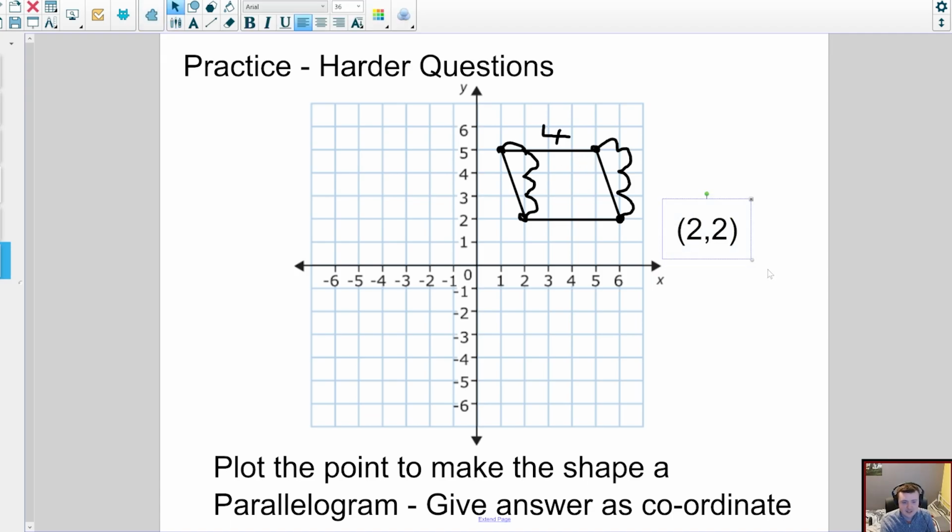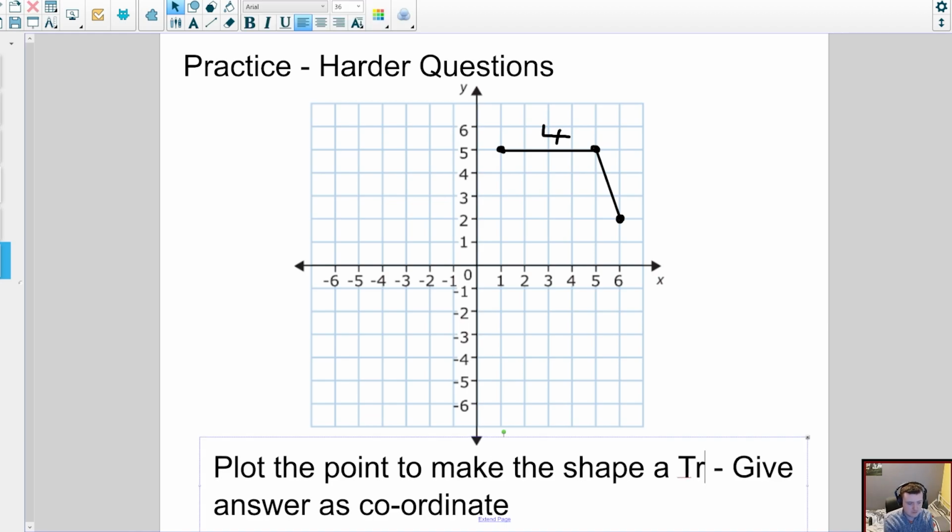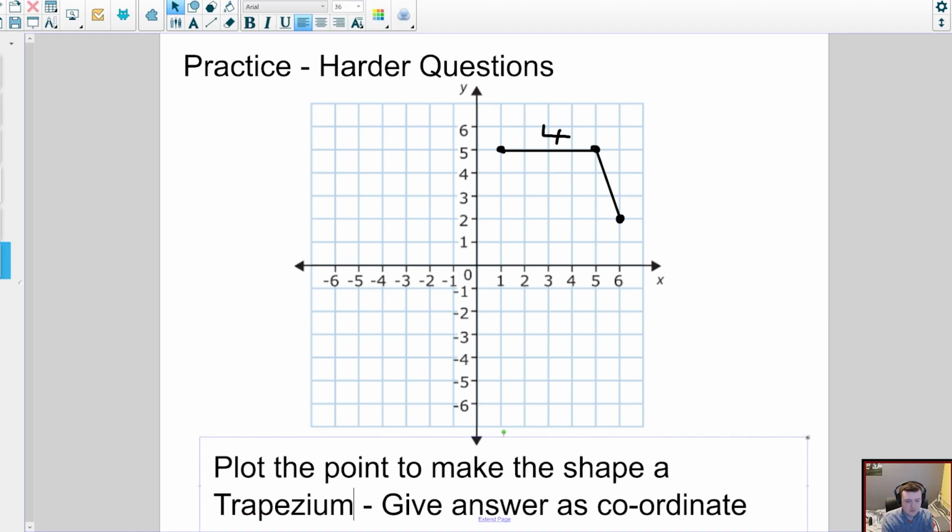Just as an extension question, what if instead of a parallelogram, I wanted to make this shape a trapezium? What would the answer be now? Where would we put our point? Another few seconds to think about that.